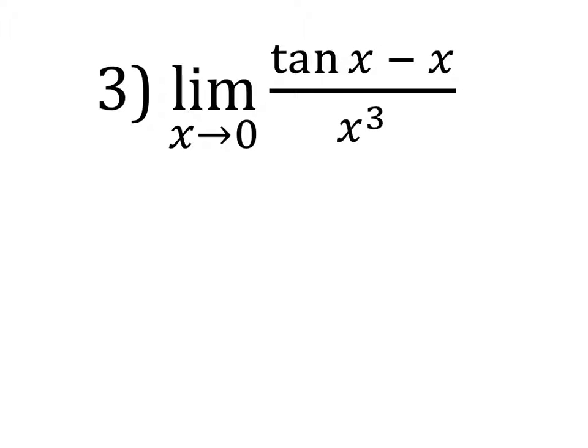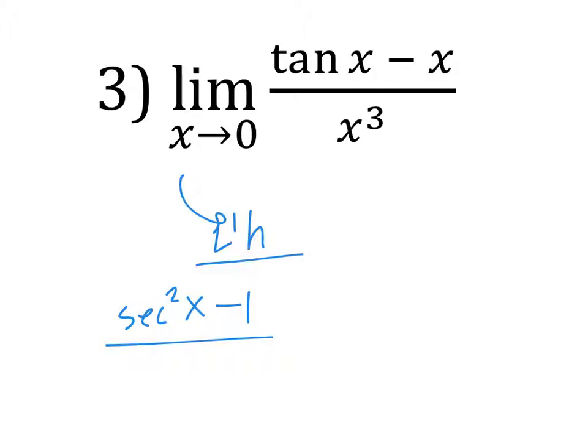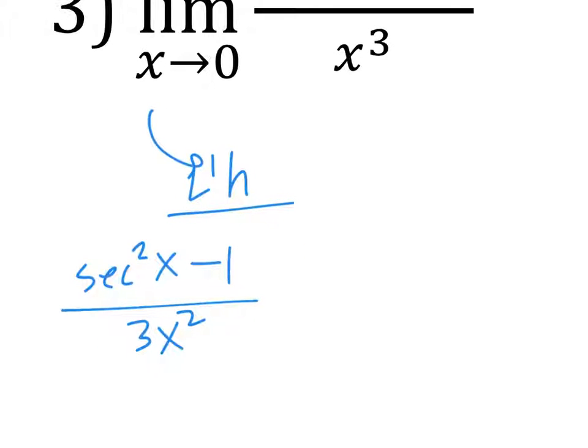All right, for the sake of time, let me just show you. So basically, this one, you're going to use L'Hopital. And then you get secant squared x minus 1 over 3x squared. If you put in 0 right now, you're still going to get 0 over 0. Okay, sorry, give me 1 sec. So secant squared minus 1 is tangent squared. 1 plus tangent squared equals secant squared.